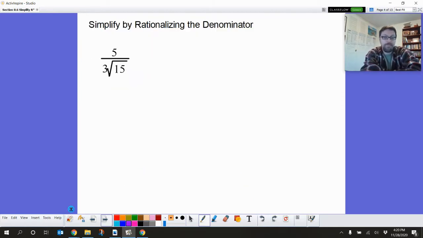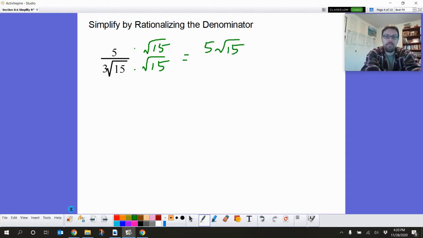So let's try it. I've got this 5 over 3 square roots of 15, and I want to get that square root of 15 out of the denominator. Easy peasy. Multiply the numerator and the denominator by the square root of 15. We end up with 5 square roots of 15 over 3 times 15. Then we can do a little cancel. This 5 and that 15 are going to cancel each other, so we'll end up with just a 3. And we end up with the square root of 15 over 9.